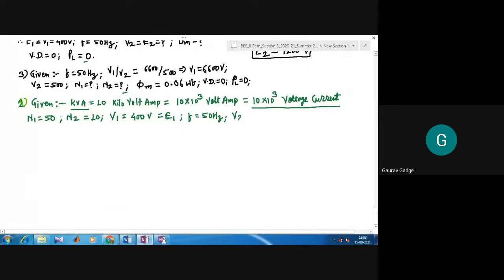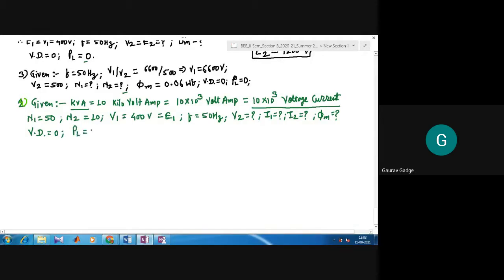So V2 question mark, I1, I2 question mark, phi m question mark. Flux density they have asked me. Okay, then voltage drop is equal to 0, because we neglect voltage drop, so it means 0.